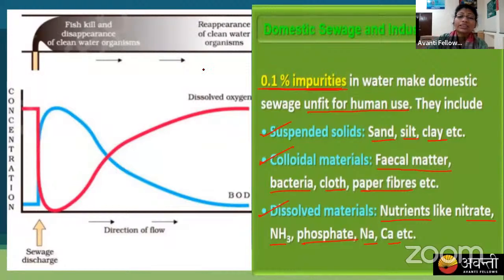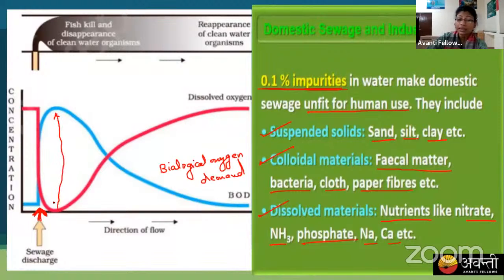Okay, so this can be seen with the help of this graph. As you can see, the blue line and the red line. This is the point where you have a sewage discharge. When you start releasing the sewage waste into the water, suddenly the BOD, that is biological oxygen demand, increases. But the dissolved oxygen which is present in the water decreases.